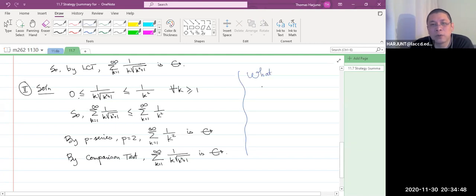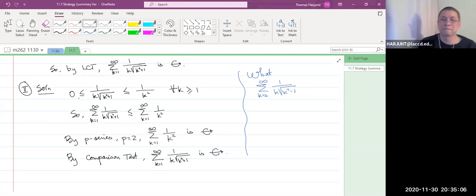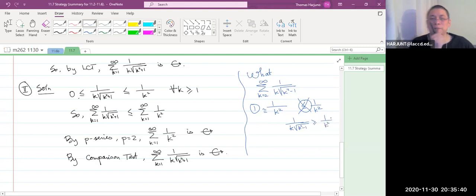What if what we have is the series from k equals 2 to infinity of 1 over k times square root of k squared minus 1? You see? At first sight, my hint is that this is similar to, but not bounded above by, 1 over k squared. You want to bound it above by 1 over k squared, but you can't. That guy is greater than or equal to 1 over k squared, so you cannot bound it above. But because it behaves like 1 over k squared, it gives you a hint that you will do the limit comparison test.